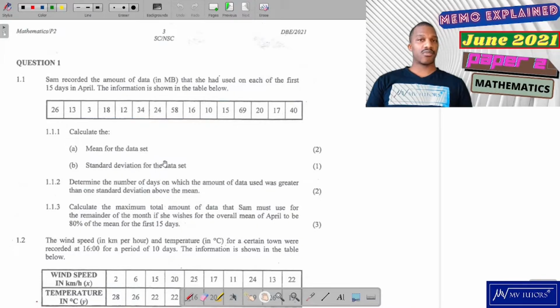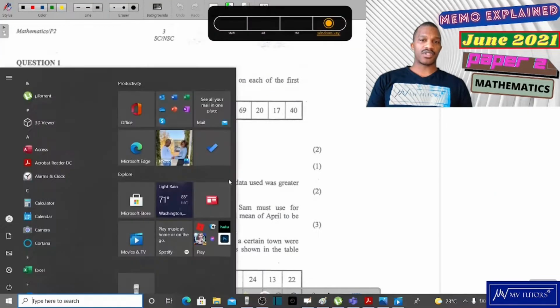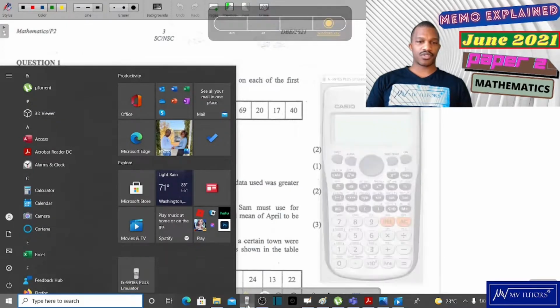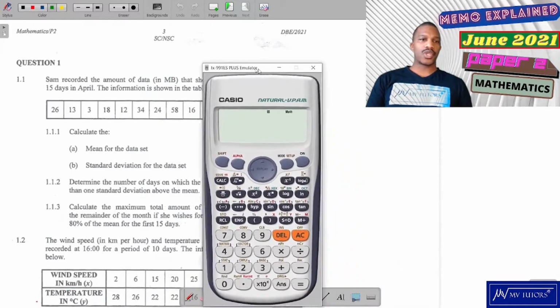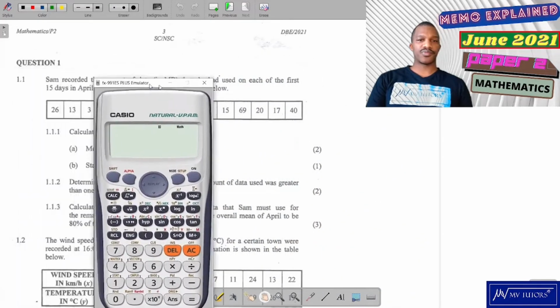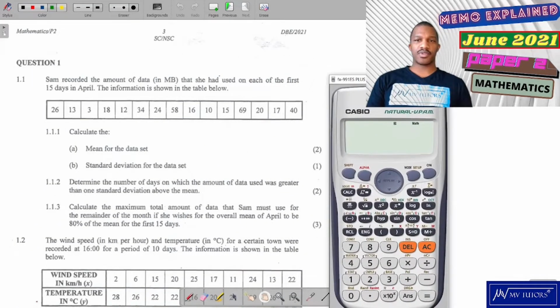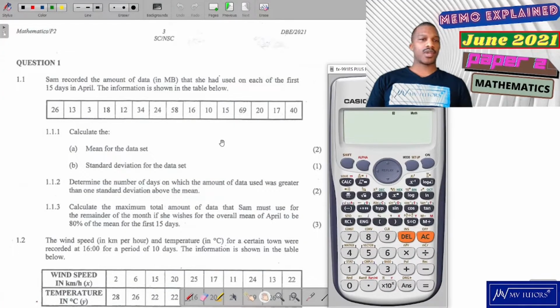So ladies and gentlemen, questions like this, you go straight to the calculator. Don't waste time trying to get formulas and solve it from first principles. Just use your calculator. So here we go.